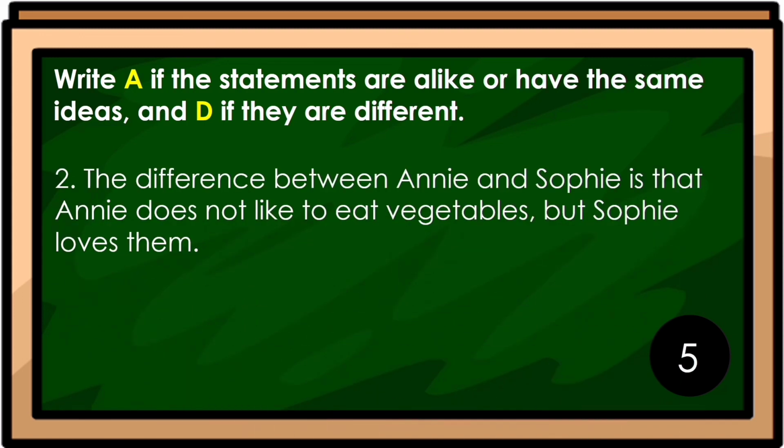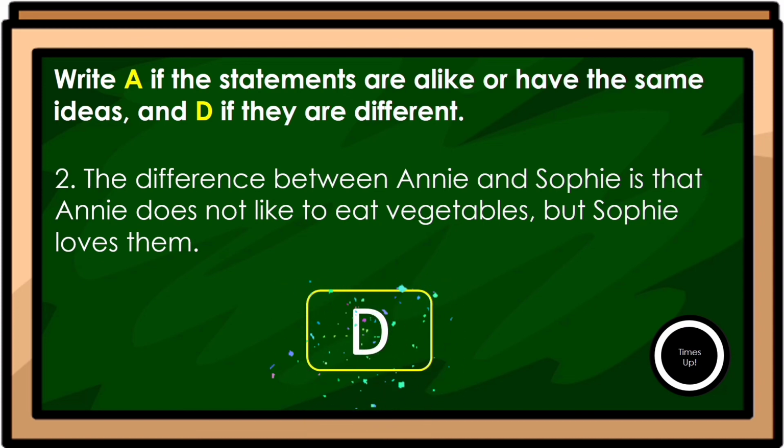The difference between Annie and Sophie is that Annie does not like to eat vegetables, but Sophie loves them. Is the statement alike or different? You may now write your answers. And the correct answer is, of course, they are different. The difference between Annie and Sophie. That is the clue right there, difference.